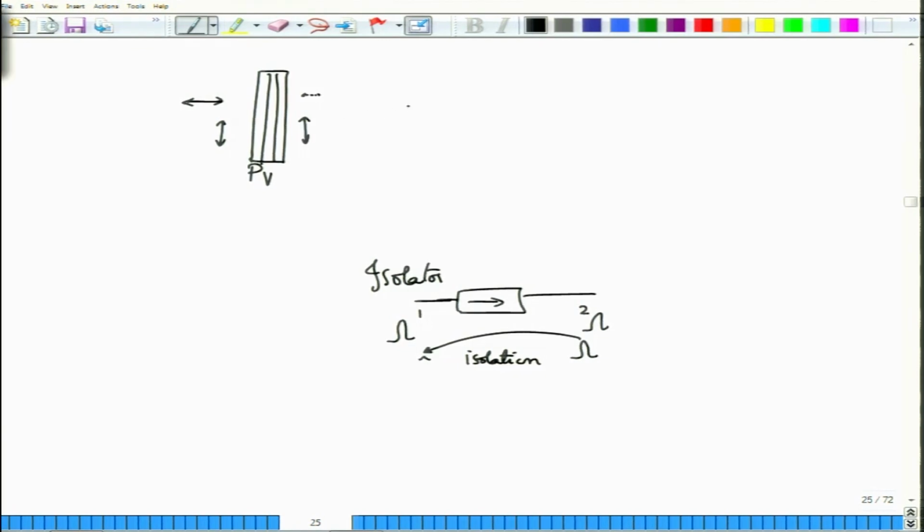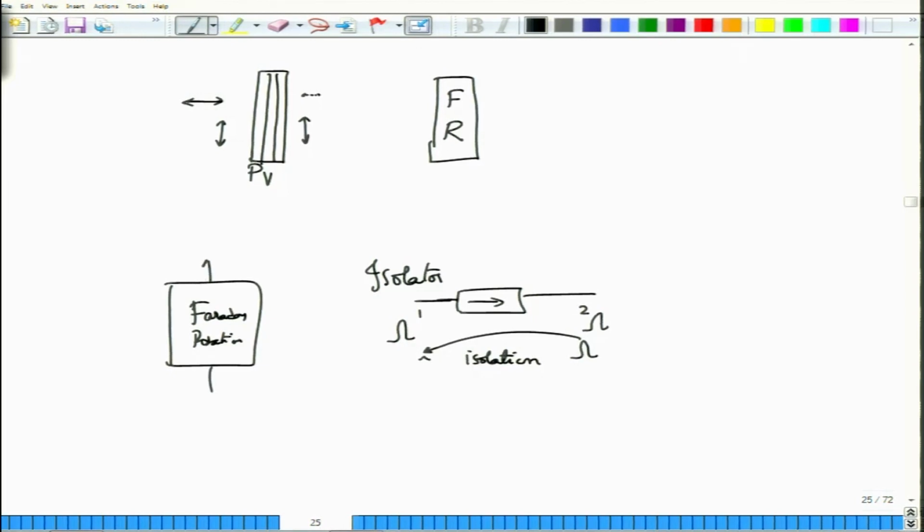Then this light would propagate and land into another device called a Faraday rotator. What does the Faraday rotator do? It's a very interesting device. I will do it separately over here. So this is your Faraday rotator. It's actually a magnetic material, so you have to apply a magnetic field in order to make this Faraday rotator work.